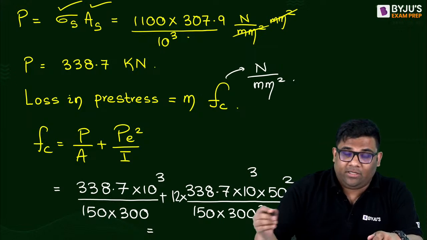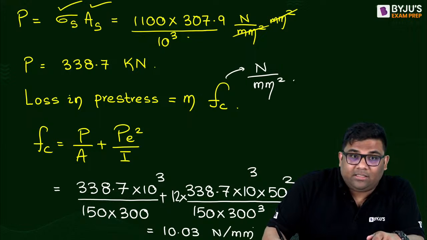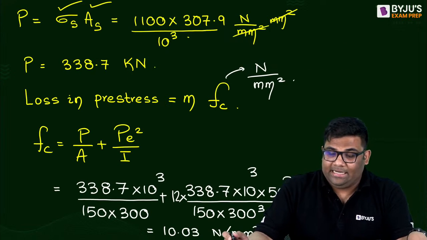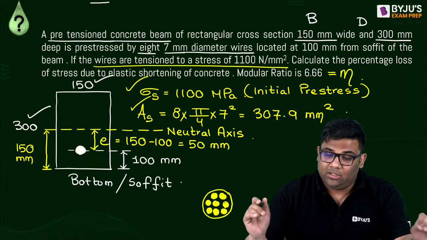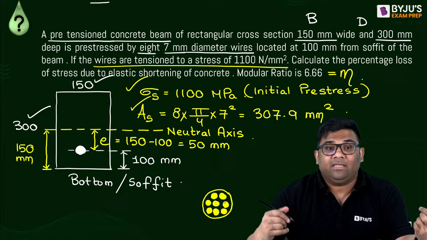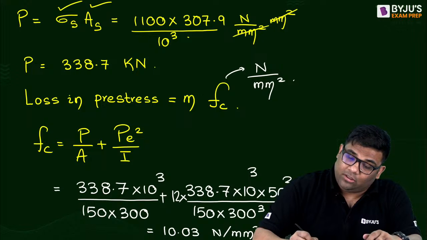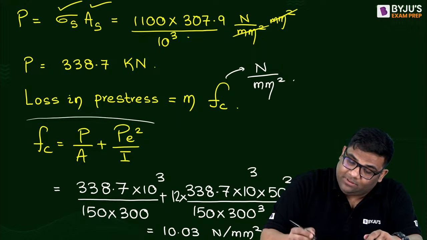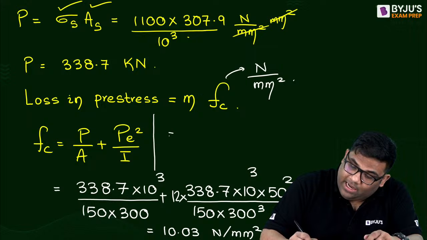How much are you getting? 10.03. Very good, brilliant. The answer is 10.03, but this is fc. So what do I need? I need to find out the loss. How will we find the loss? Loss is m into fc. Very good, Samriddhi. What we got here is fc only, so loss is m into fc.